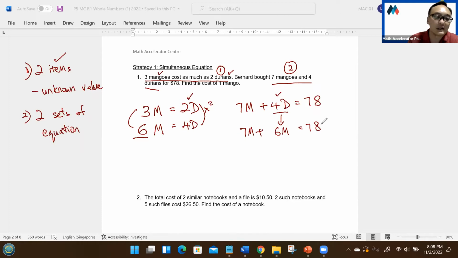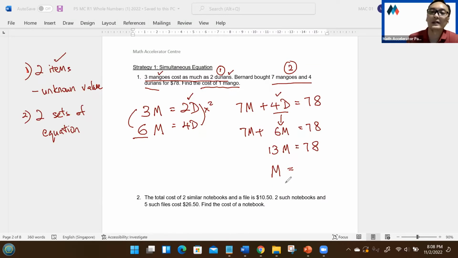So 7 plus 6, I'm sure you are quite familiar. That will give us 13. So we have 13 mangoes. That will give us 78. Can I give you 20 seconds? Can you grab a calculator and find out for me what is the cost of 1 mango? Once okay, please share your answers with me.